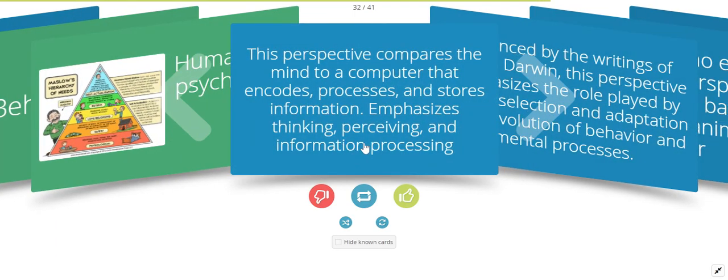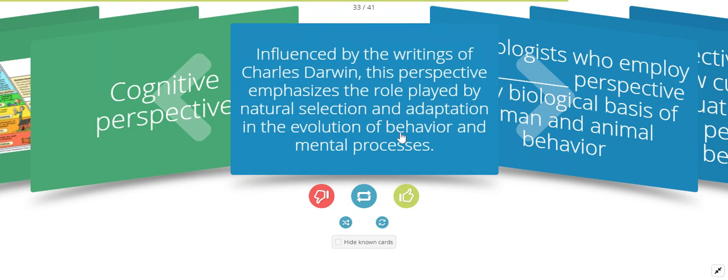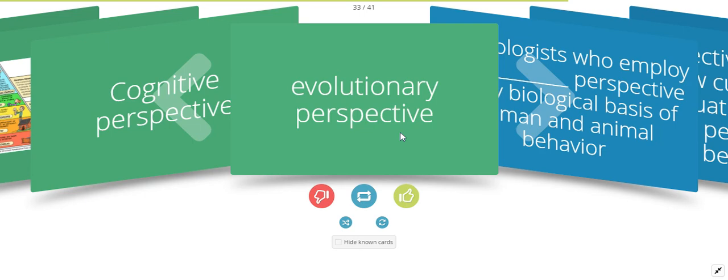All right, this perspective compares the mind to a computer. That the mind encodes, processes, stores information. It emphasizes studying thinking, perceiving, information processing: cognitive perspective. Remember, cognitive, your pointer finger, and you tap the side of your head because you're thinking. This perspective was influenced by Charles Darwin and his theory of natural selection, evolution: evolutionary psychologist. And on your hand, I ask you to draw an imaginary 6 finger.